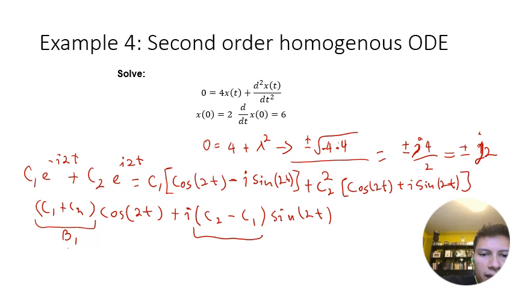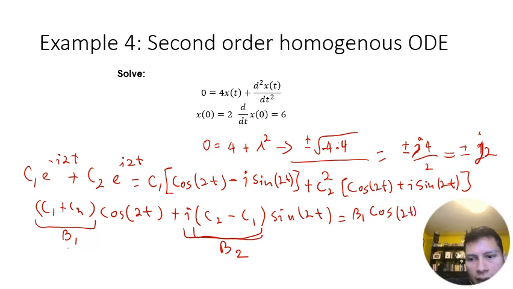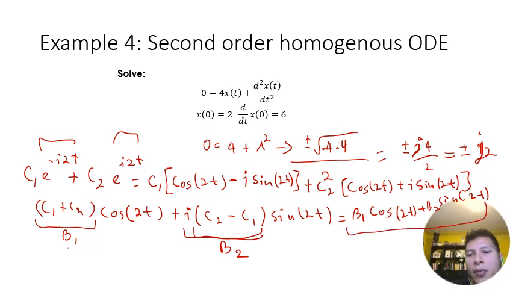And I'm going to call this whole thing B2, so that I'm just going to say that the homogeneous solution is just B1 cosine 2t plus B2 sine 2t. So whenever you have imaginary roots, instead of using your imaginary exponentials, you're just going to assume your solution will be of this form. So in the future examples, I'm not even going to bother going to the complex notation.